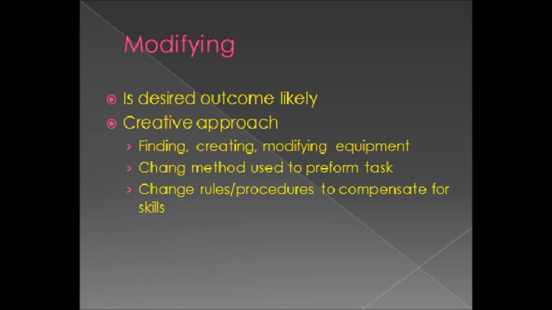Modification. There are many ways that we need to modify. Our plans aren't going to be perfect, and sometimes they're not always going to work. So we need to modify. We need to see if the desired outcome is likely and find a creative approach to fix it. For a creative approach, it's finding, creating, and modifying equipment, changing the methods that we are doing, and sometimes we change the rules.